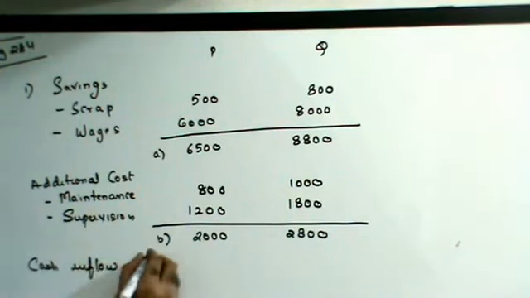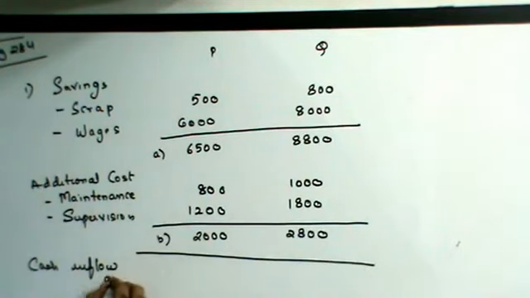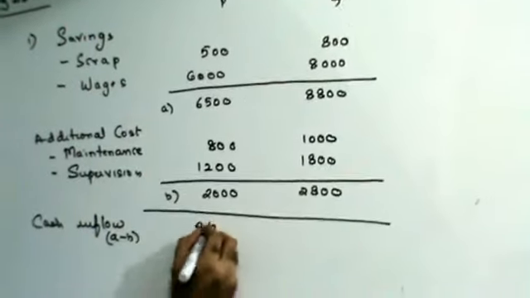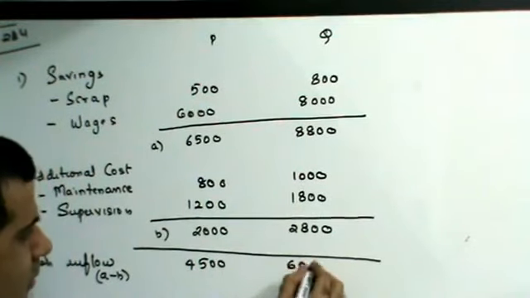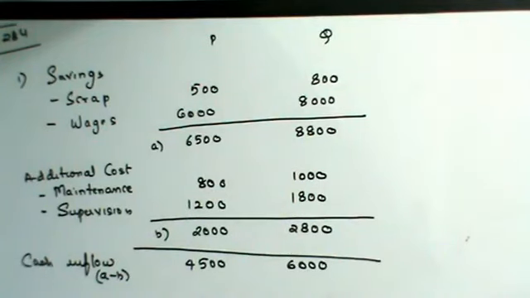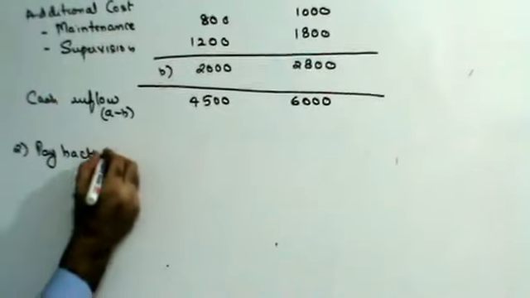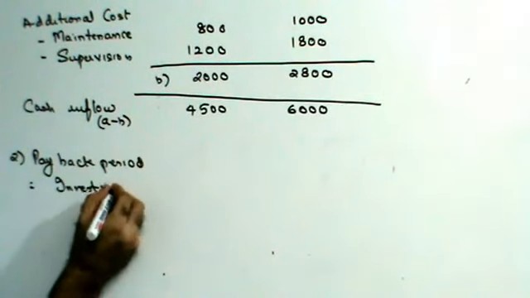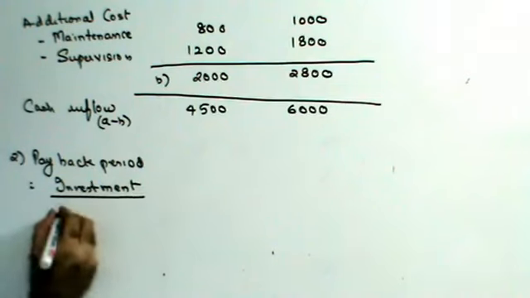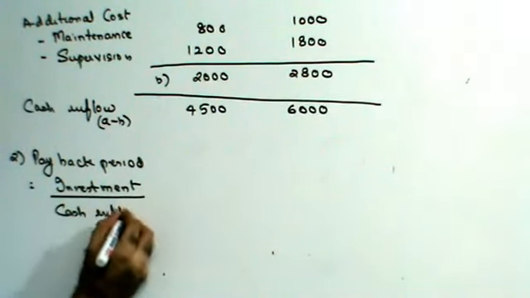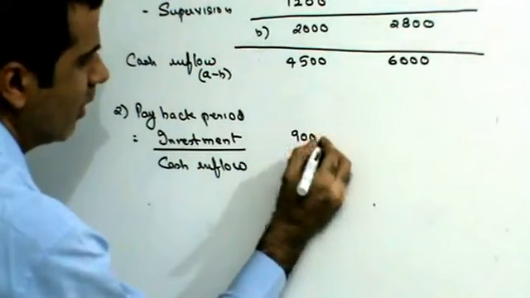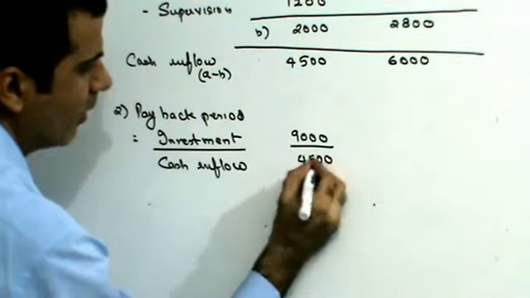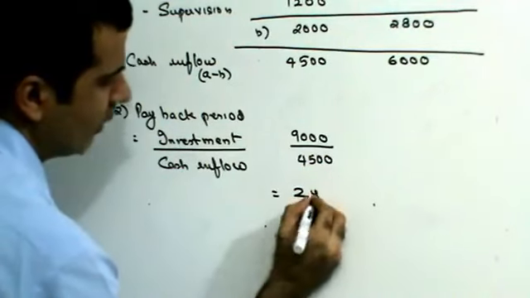Cash inflow is going to be nothing but A minus B. So this is 4,500 and 6,000. Right? Once you have your cash inflow, then you can find out your payback period. Your payback period is given by the formula original investment divided by cash inflow. The cost of machine P is given to you as 9,000. Cash inflow is 4,500. So payback period will be 2 years.